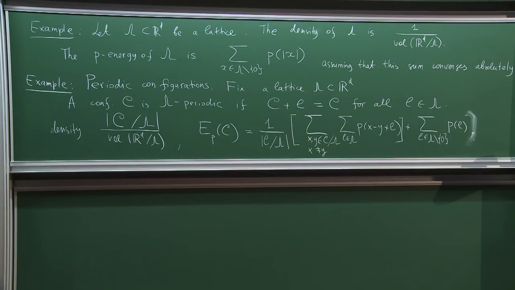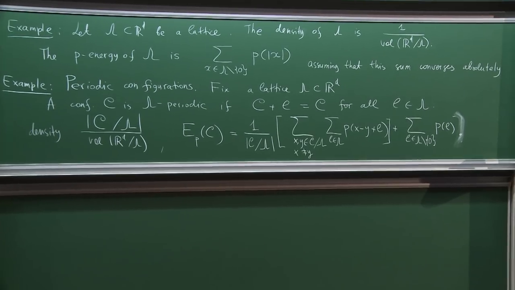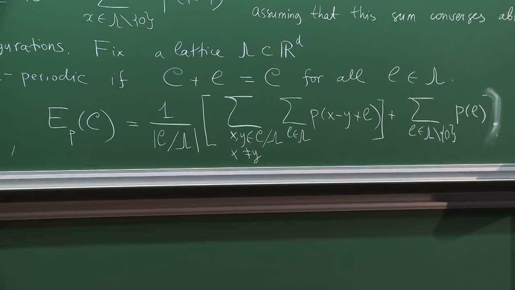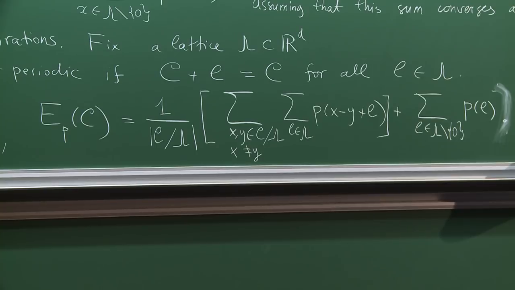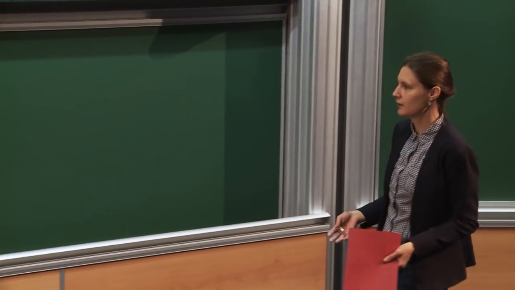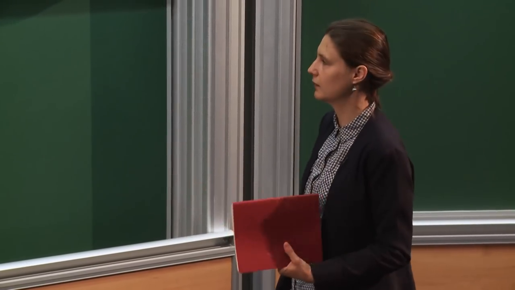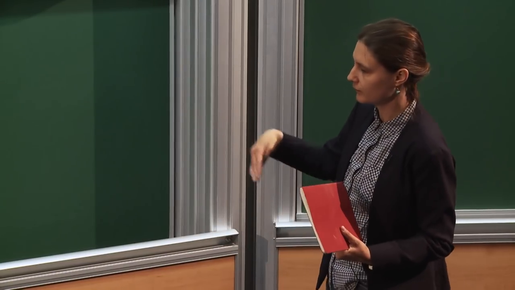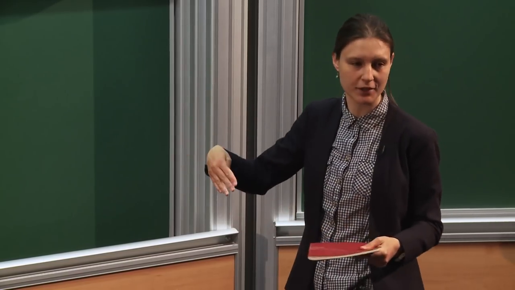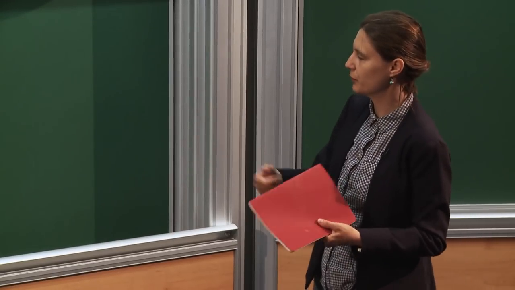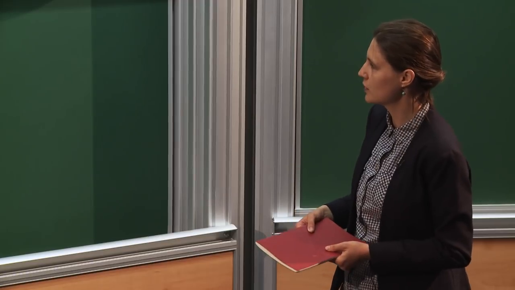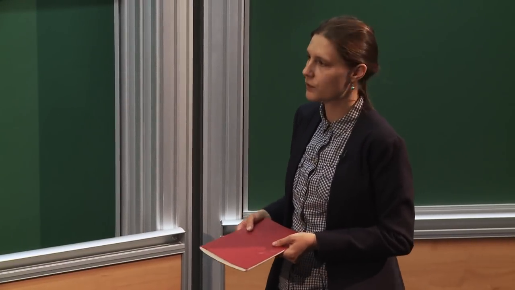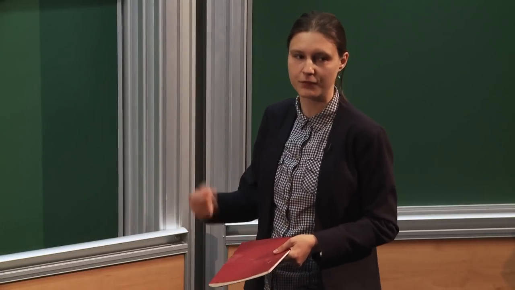Now what we would like to do is fix our potential and find the configuration which minimizes the P energy. Of course, one obvious problem is that if our potential is repelling, then the points will just go away to infinity. We'll get that the empty configuration is the best, or that points should be as far away from each other as possible. One way to overcome this, which is sometimes done in physics, is to somehow change the shape of the potential, which makes this trivial solution impossible. Another way, the way which we will choose, is to fix the density. We will search for a minimum only among configurations with some fixed density.